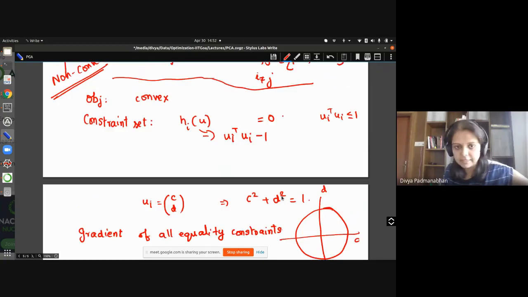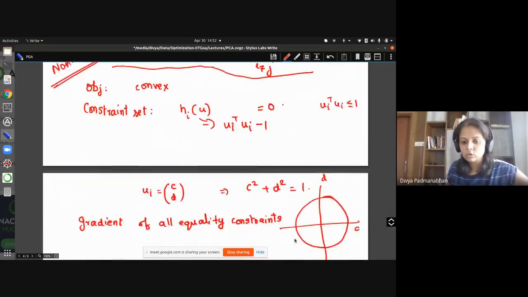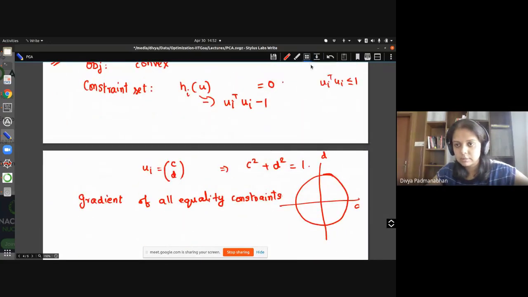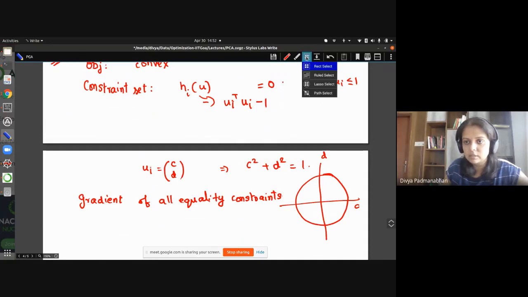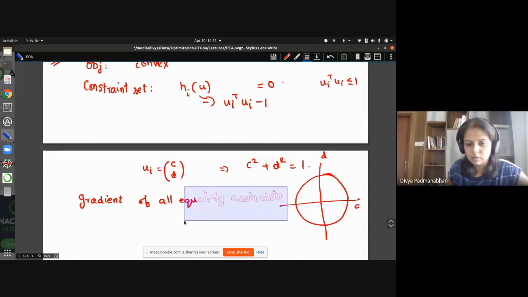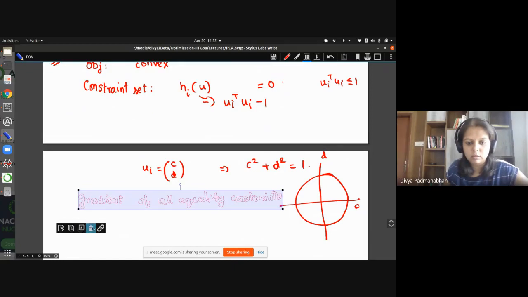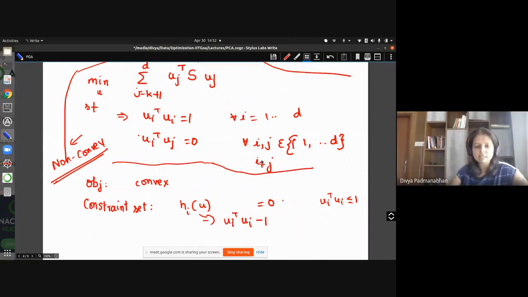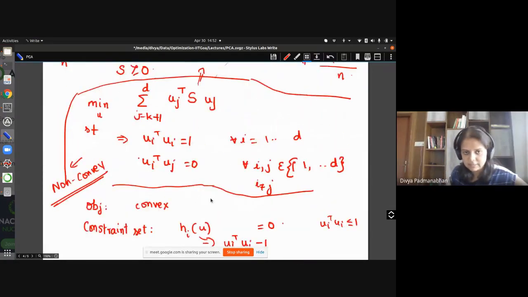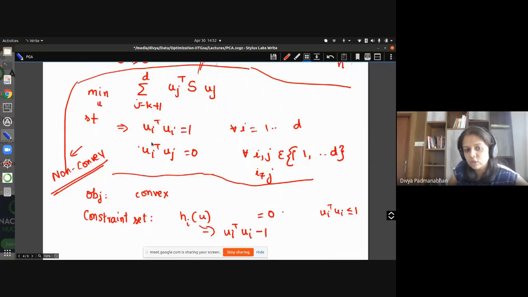Maybe let me write it a little more clearly. Let me just retrace a little bit. Let's say that this is the non-convex problem that you want to solve. I'll change the problem a little bit. I'm going to keep the orthonormal constraints, ui transpose ui equal to 1, and I will ignore the other constraint for the time being. We'll come back later and see what happens.